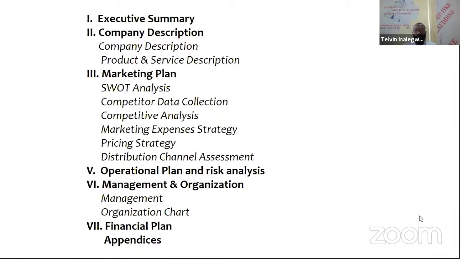Then your distribution channel assessment. How are you going to distribute this? Are you the wholesaler and then you are giving it to the retailer and then they distribute to the consumer, or are you both a wholesaler and a retailer that you meet directly with the consumers?